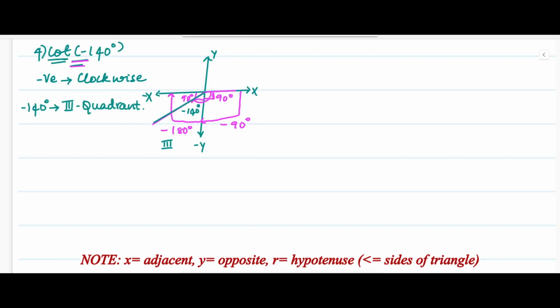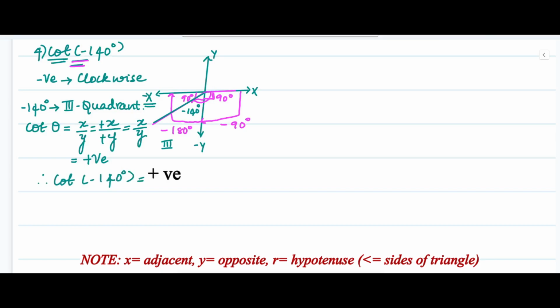Next, the definition of cot theta. The definition of cot theta in terms of x, y and r is x divided by y. So in the third quadrant, the value of x coordinate will be negative because the third quadrant we are having negative x-axis. So therefore, we will have negative x coordinate. Similarly for y coordinate. So third quadrant is having negative y-axis. The value of y coordinate will also be negative. Minus x divided by minus y. So negative sign and negative sign will cancel out each other and we'll be left with positive x and y. Therefore, cot of minus 140 degrees will have a positive value.